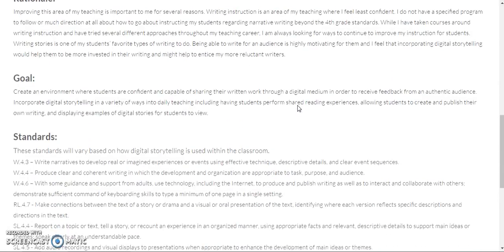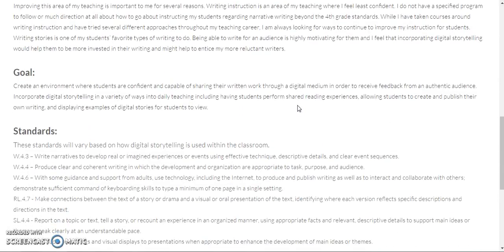So that kind of segues into my goal, where I will be hoping to create an environment where all of my students feel confident in their writing and they feel that it's okay to share it over this resource of digital storytelling. So they're getting feedback from their peers, getting feedback from other people besides their teacher.